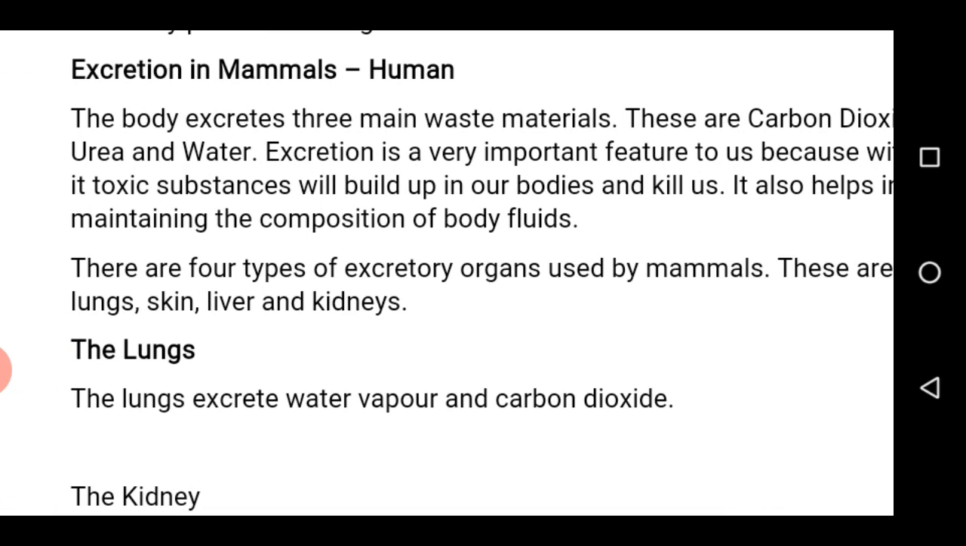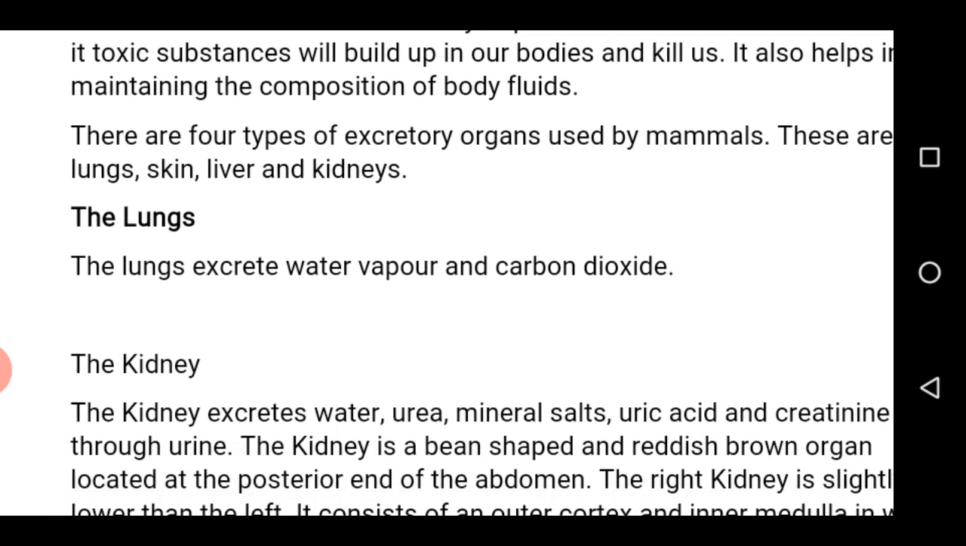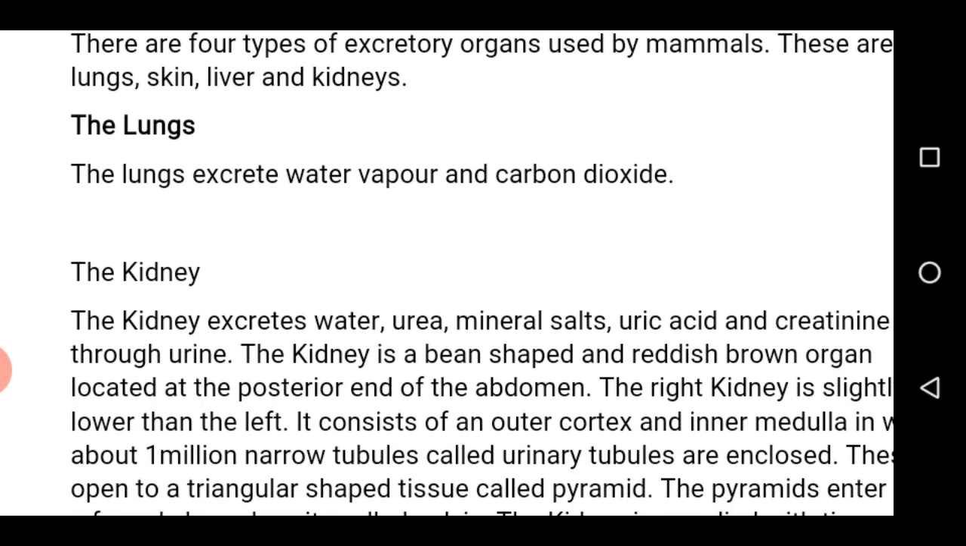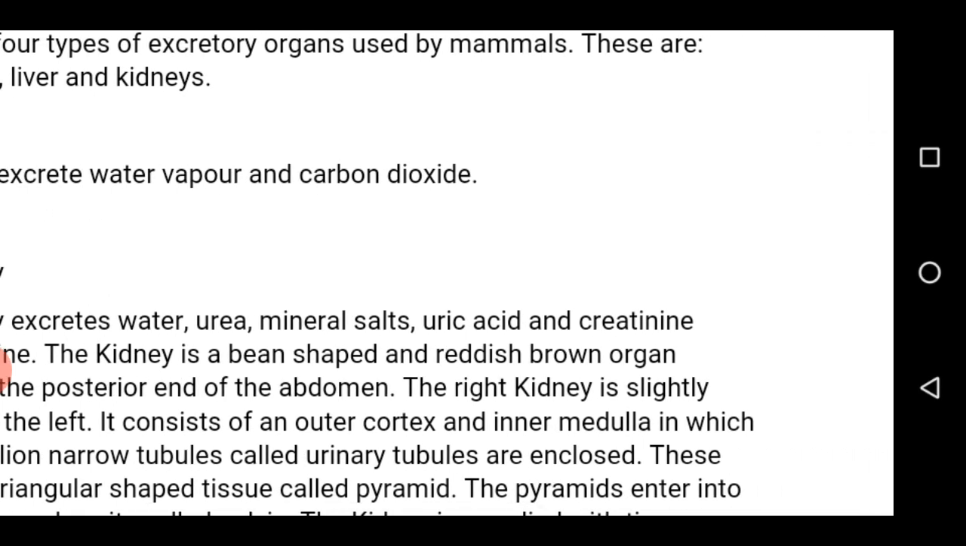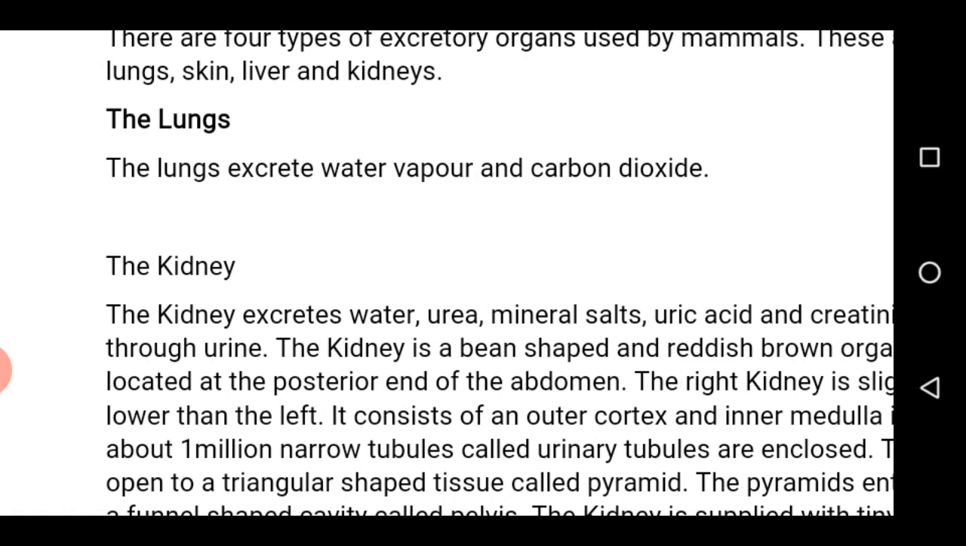There are 4 types of excretory organ in mammals. We have the lung, the skin, the liver, and the kidney. In the previous lesson, we mentioned how the lung excretes waste products in the form of water vapor and carbon dioxide. The kidney is also a major organ for excretion. The kidney excretes water, urea, mineral salt, uric acid, and creatinine through urine.